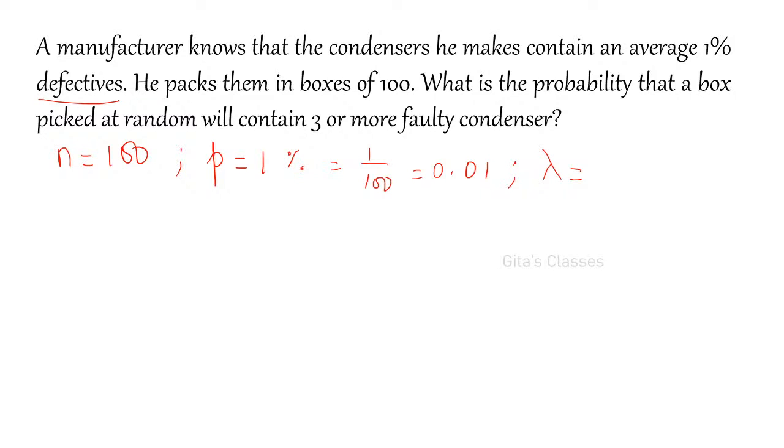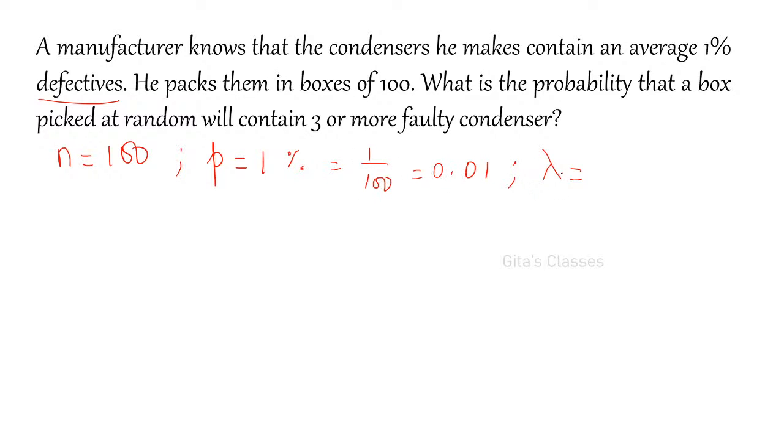Uma, small p: 1% is given, so 1 by 100, so 0.01. Yes, Kirtika, correct. Uma, 1% is given, therefore 1 by 100. Percentage means 1 by 100, right?